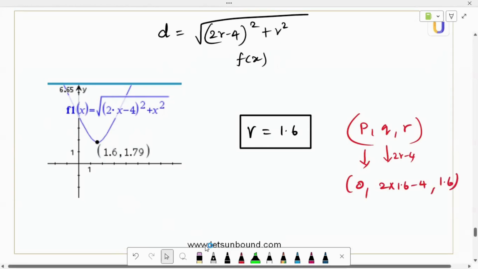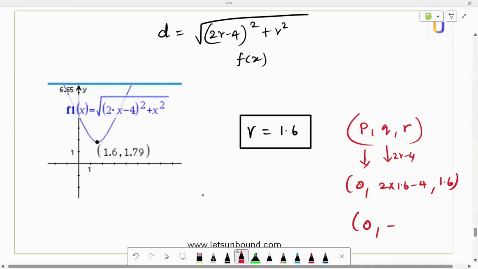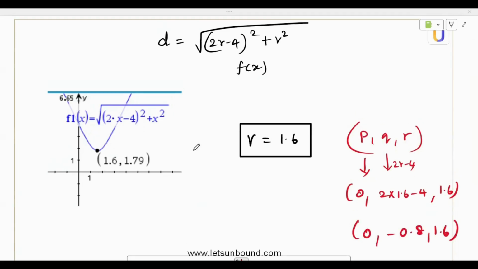We have to solve this. This is just a simple multiplication. Let me solve it here. So it will be negative 0.8. So 0, negative 0.8 and positive 1.6. This is the solution we have.